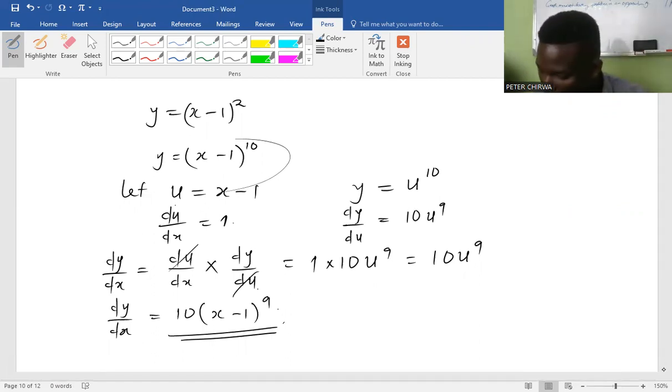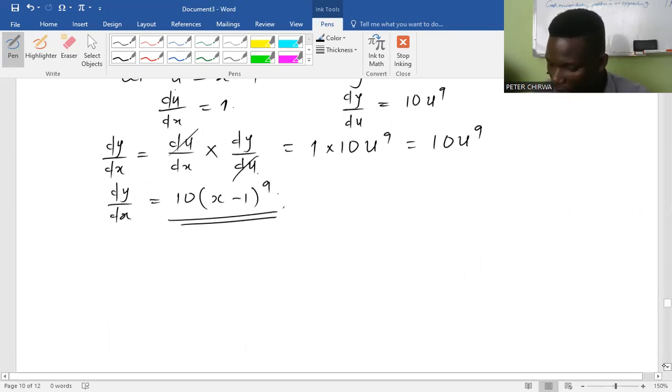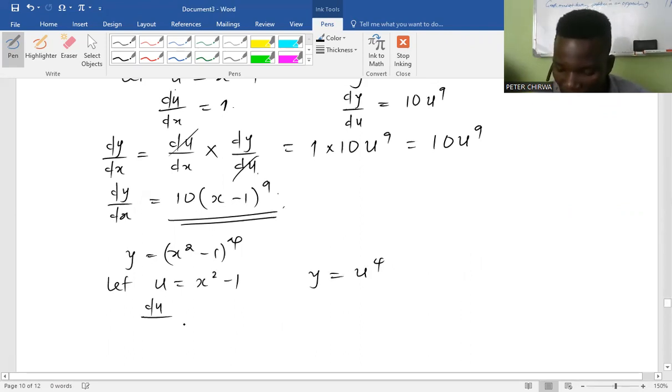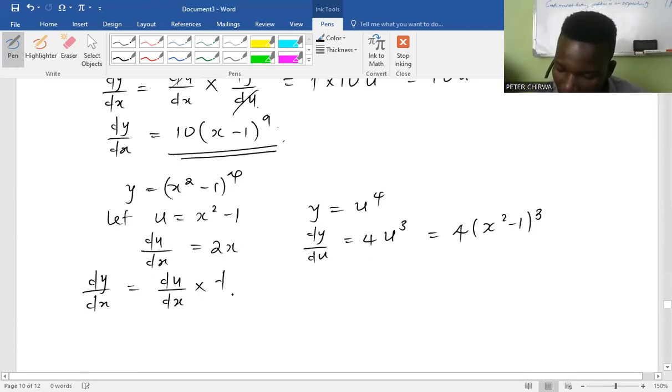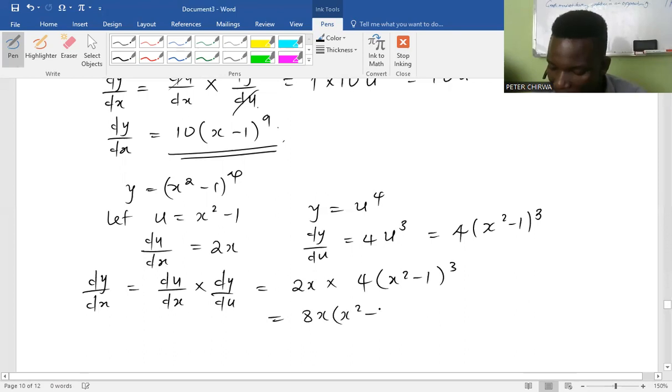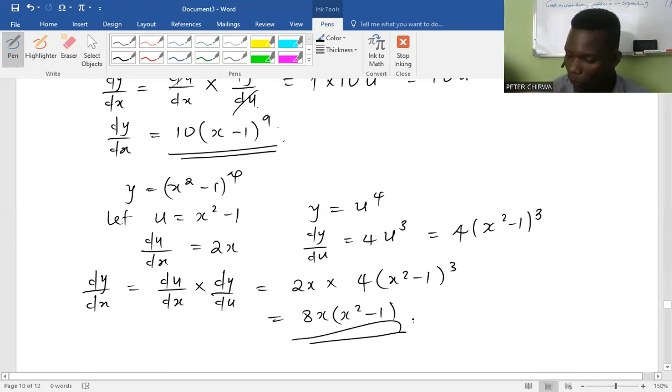Okay, let's look at another example. We have y equal to (x squared minus 1) to the power 4, where u is x squared minus 1. The derivative of y with respect to u is actually 4u cubed, and u with respect to x is 2x. So we have 4 times 2x times (x squared minus 1) to the power 3. That is how you get it.